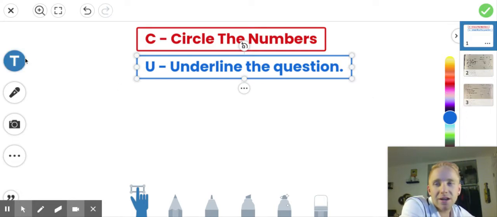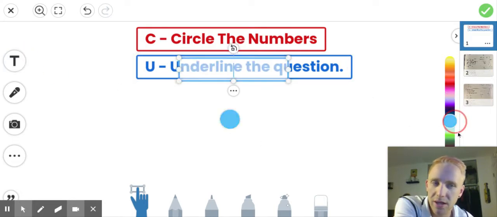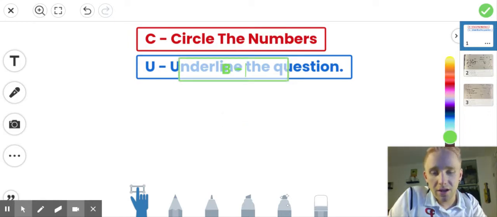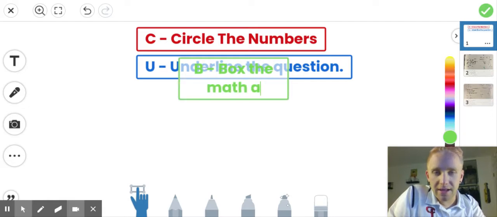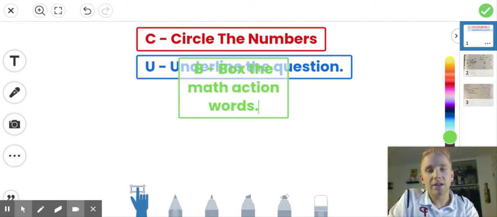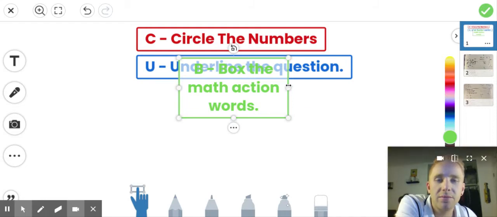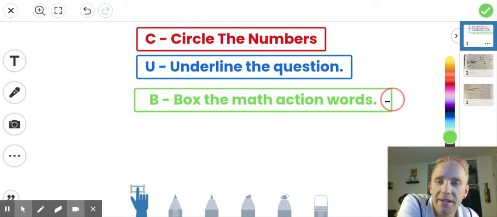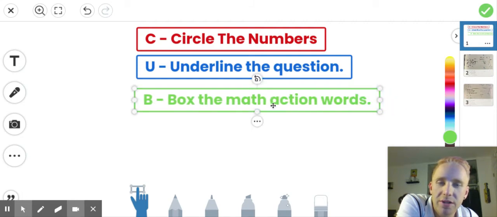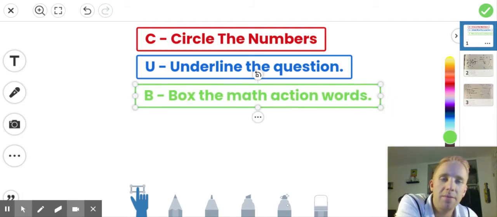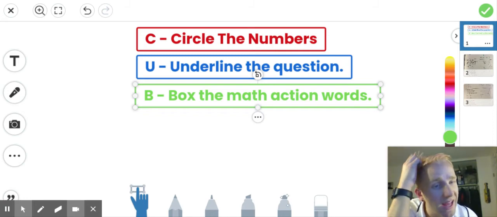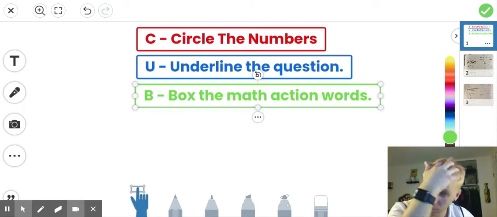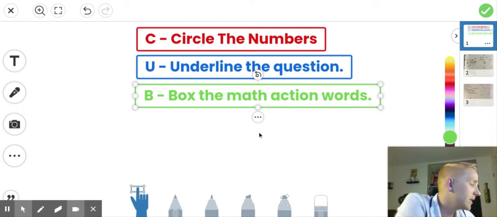Let's move on. The next letter in cubes, do you remember what it was? Remember, it's B. Box the math action words. Now, remember we talked about those math action words, and I'll give us a little reminder here about math action words in a second, but there's a bunch of different math action words depending on what we're talking about. If we're talking about addition, subtraction, missing add-in, those kinds of things, we're going to have all kinds of different clues in our math action words on what kind of math we're working with and what we're dealing with, okay?